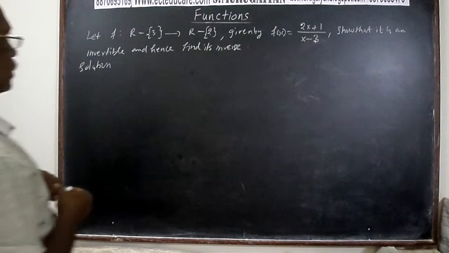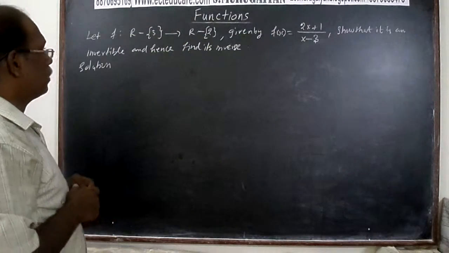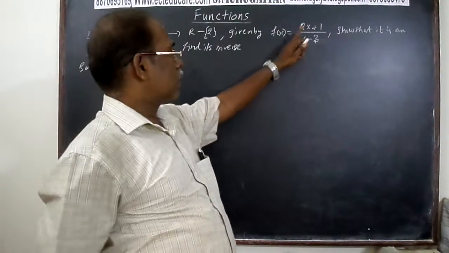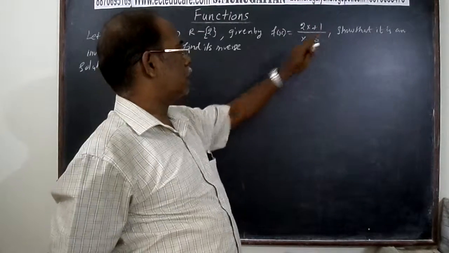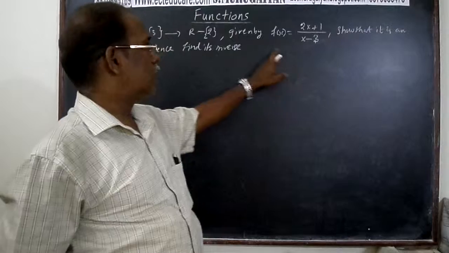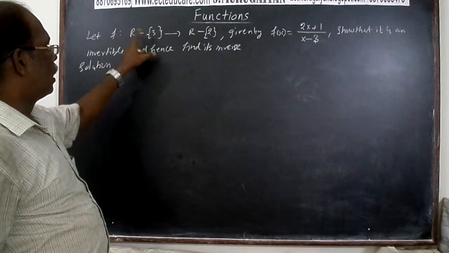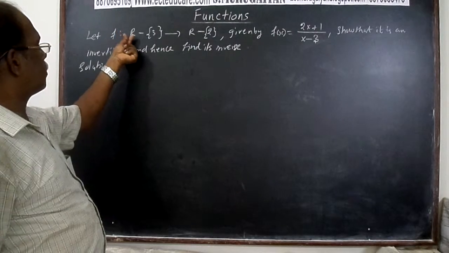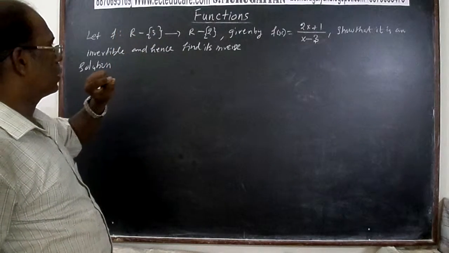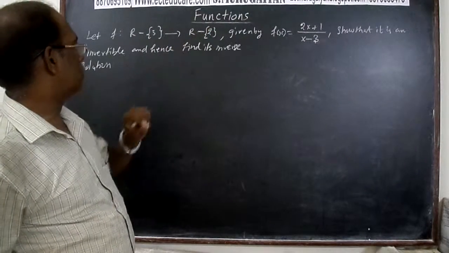So today's class, a function question. What is the question? f(x) = (2x + 1)/(x - 3). We have to show that the function is invertible with respect to domain R minus {3}, set of all real numbers except 3, and codomain set of all real numbers except 2.